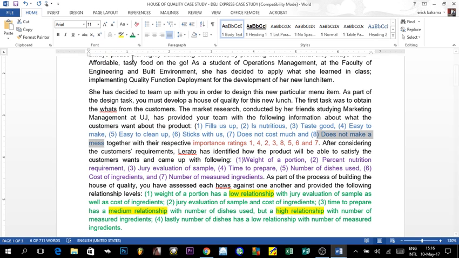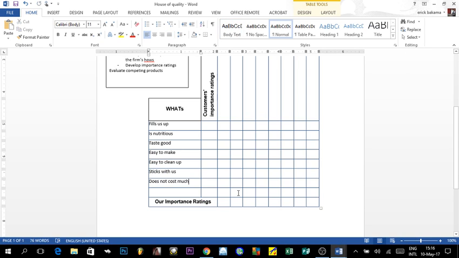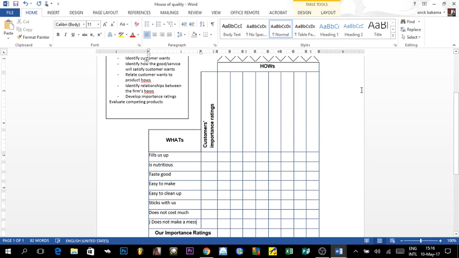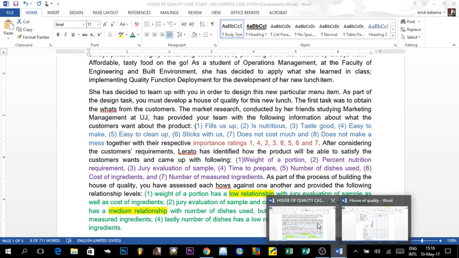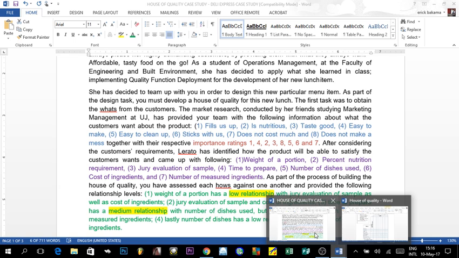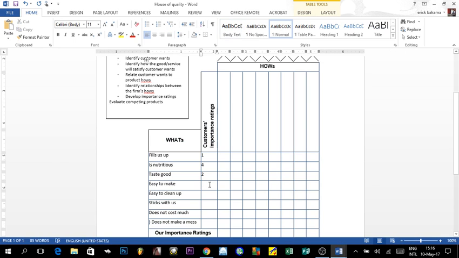This is what they want. But then the house of quality also provides us with a part where we need to put the importance of rating. This is this row here. This is the importance ranking from the customers, and it's also given in the problem. They say that the importance rating is 1, 4, 2, 3, 8, 5, 6, and 7 respectively. So we have 1, 4, 2, 3, 8, 5, 6, and 7, if I'm not mistaken.